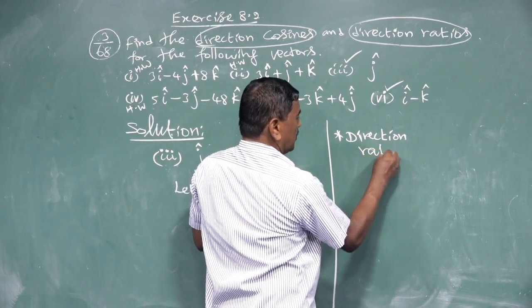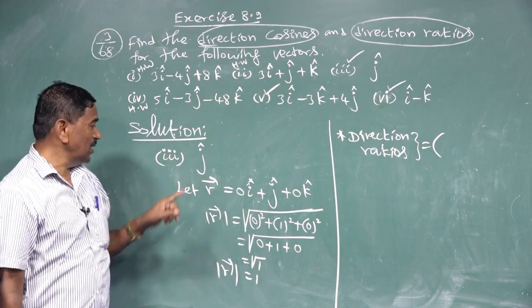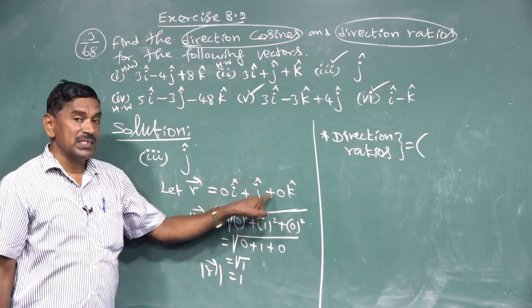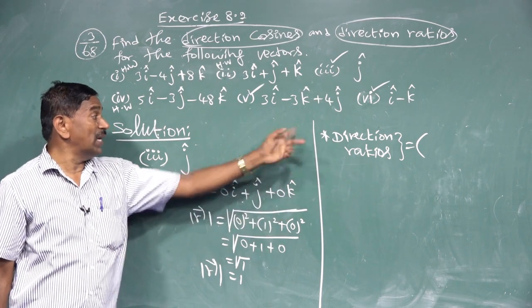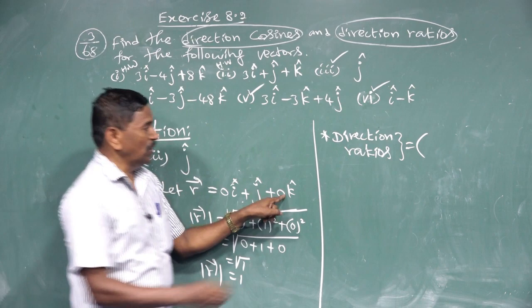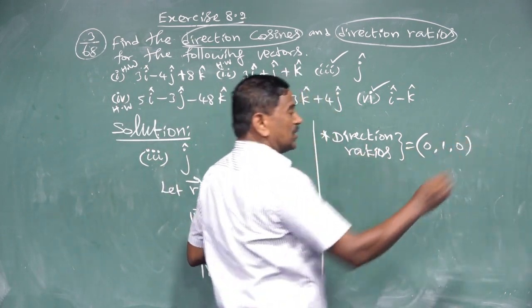Direction ratios. Okay, can you tell me the direction ratios? Yes. If r vector is equal to 0 i cap plus j cap plus 0 k cap, therefore the direction ratios are 0, 1, 0.